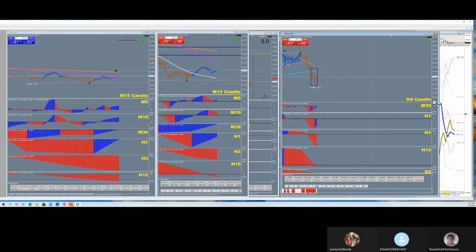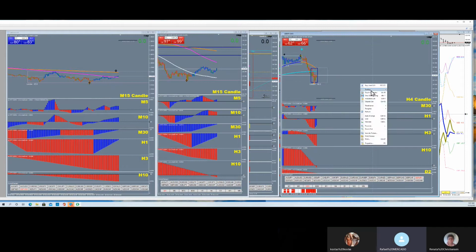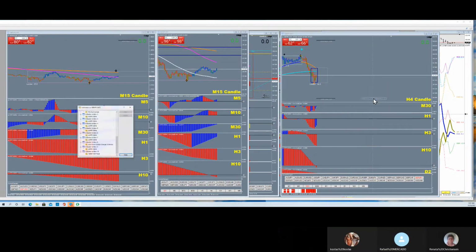You can see that the ADR is over here. I still don't know how to use that. No, you just set it on here. Okay, let me show you the indicator list. It's an excellent tool because you don't have to do any calculations at all.